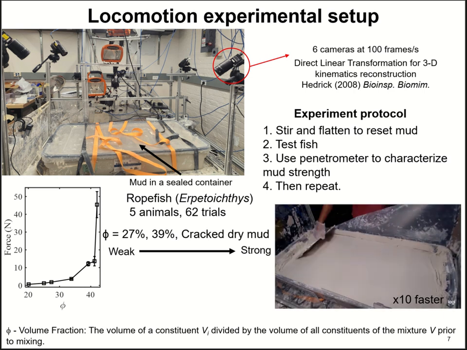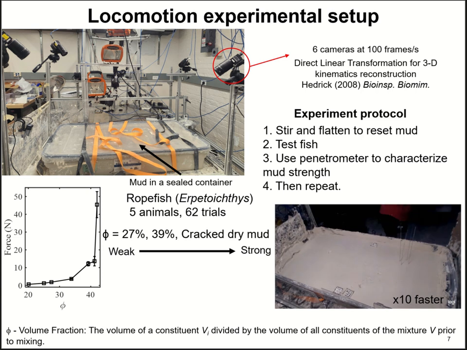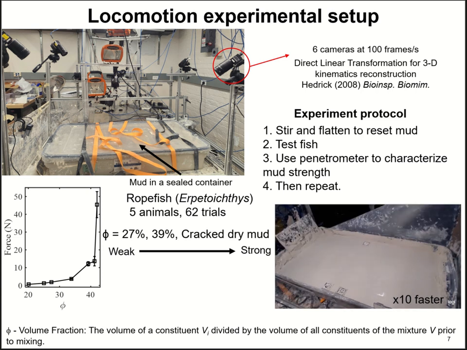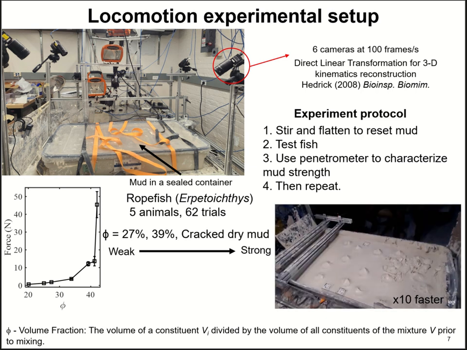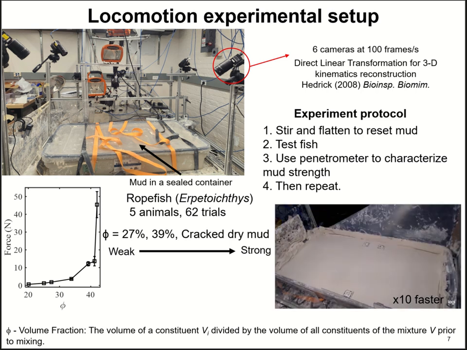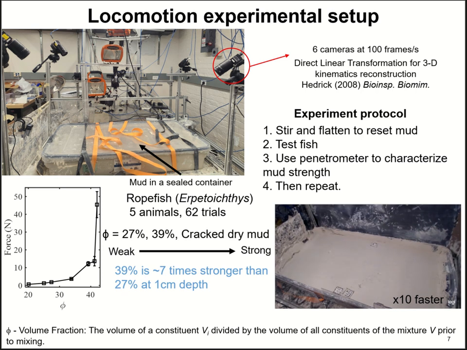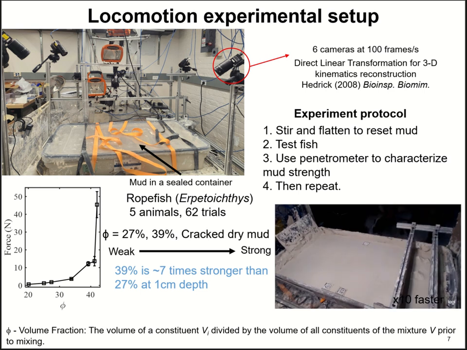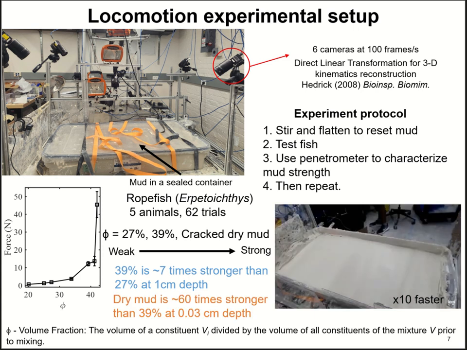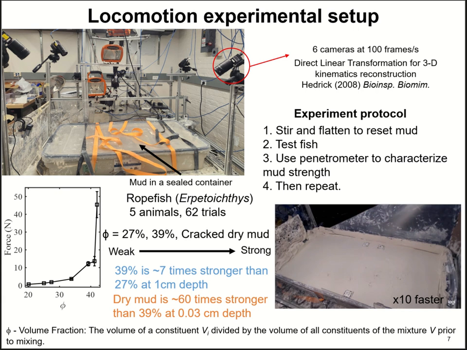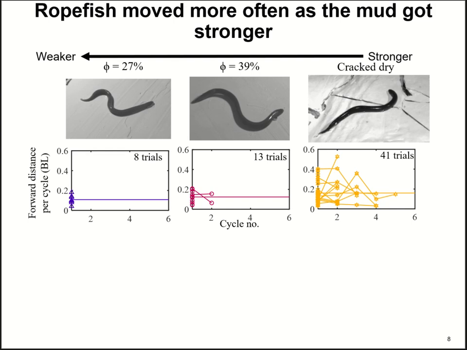Just to give you an idea of how different the mud strengths are, here is the figure of the strength varying with phi in terms of the force at 1 centimeter penetration depth from our mud characterization experiments using the portable penetrometer. So the 39% mud is around 7 times stronger compared to the 27% mud at 1 centimeter depth, and the dry mud is around 60 times stronger than the 39% mud at 0.03 centimeter depth.